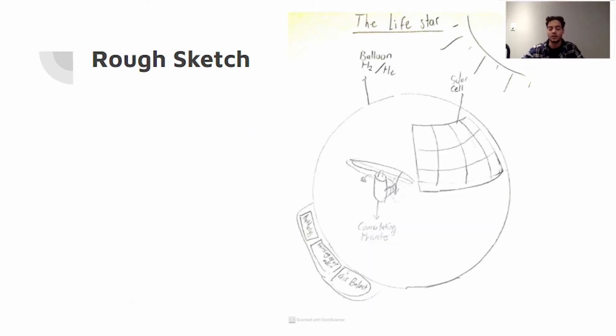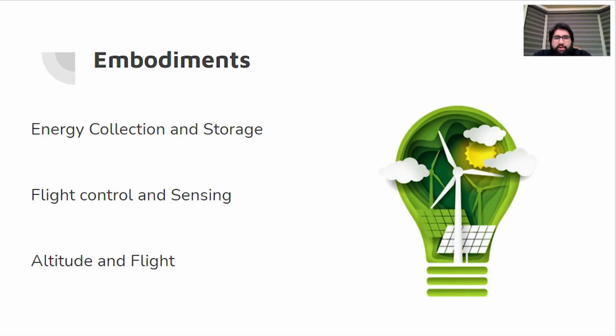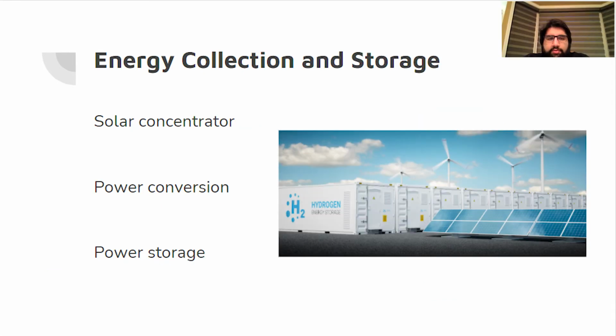Here's a rough sketch of our design based on the morphological chart on the previous slide. As you can see, it's a balloon type vehicle that will float, and it can steer with the use of these propellers. It absorbs energy from the solar cell and stores it in a battery and uses sensing equipment and air ballasts to change its altitude and receive and send information. We have divided our device into three separate systems: energy collection and storage, flight control and sensing, and altitude and flight.